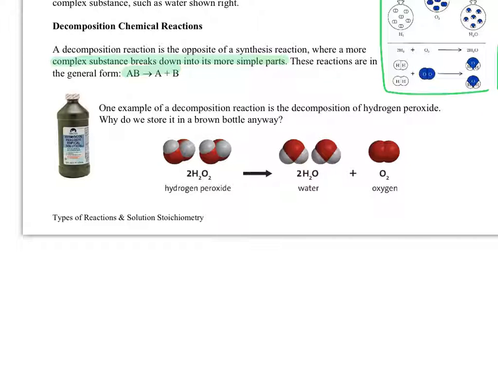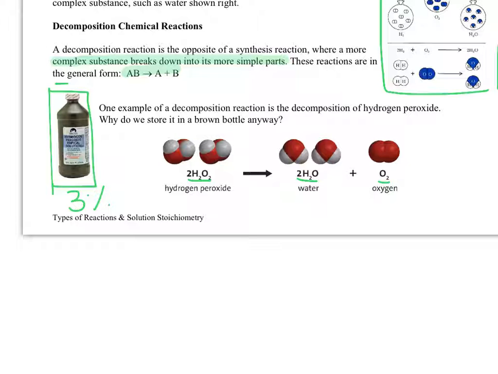A common decomposition reaction is that of hydrogen peroxide. The formula for hydrogen peroxide is H2O2. We are going to break that apart into 2 water molecules and 1 oxygen gas molecule. Again, I want you to jog your memory back to Chem 1. We did a lab in Chem 1 where we tested the amount of hydrogen peroxide found in a bottle. We know that it says 3%, but we wanted to test the validity of that statement and see if it actually was 3% or not.